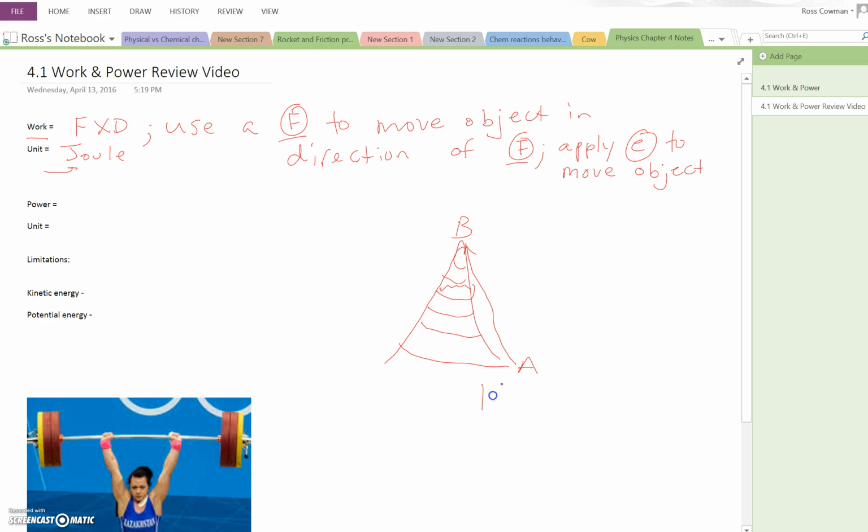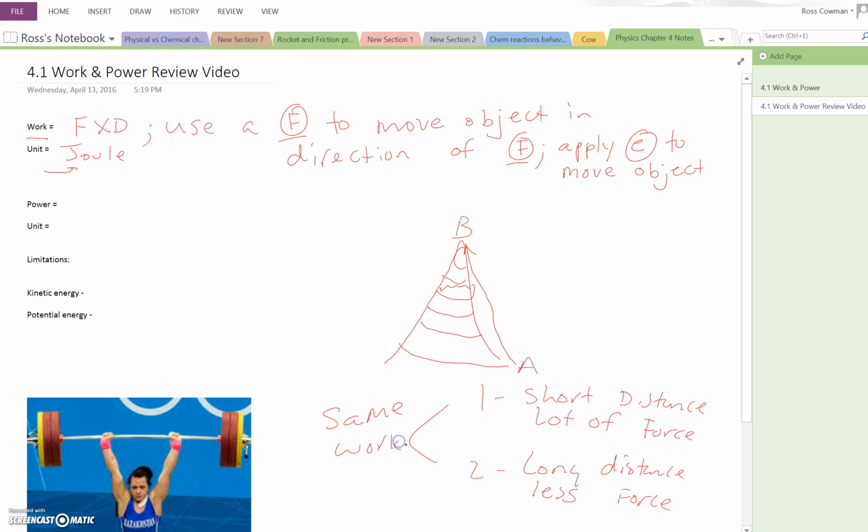Route number one has a short distance, but a lot of force. Route number two has a long distance, but a short force. Sorry, long distance, but less force. That makes a little bit more sense. So in these two examples here, the same work is done.